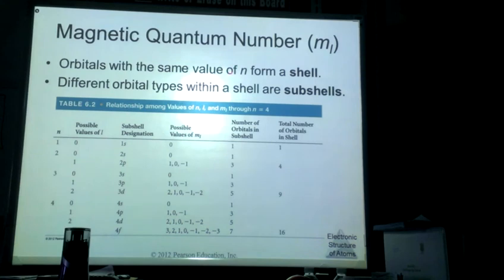So again, let's do 2 new vocab words. Orbitals with the same value of n form what we would call a shell. But if we have different orbital types within a shell, so if I have an s orbital and a p orbital, those are called subshells. So the shapes that I can make in an energy level are called subshells, and then the actual energy level is what we're just going to call a shell.